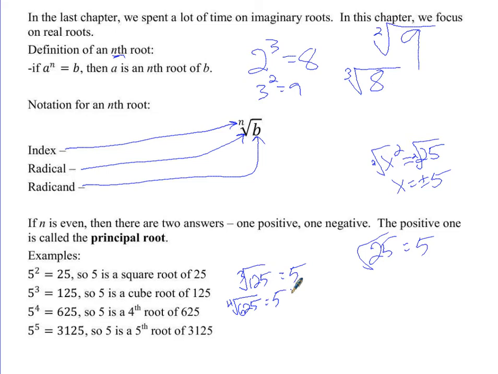And 5 to the fifth power is 3,125. So therefore, 5 is a fifth root of 3125. If I were to see the fifth root of 3125, then I'm looking for the number that times itself 5 times gives me 3,125. And the number that does that is 5. So that's how we will be working with nth roots. No longer just square roots, but any index up here on that radical.